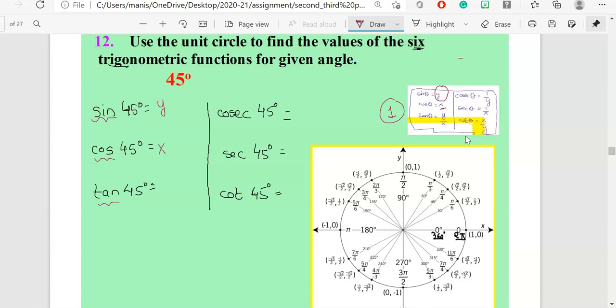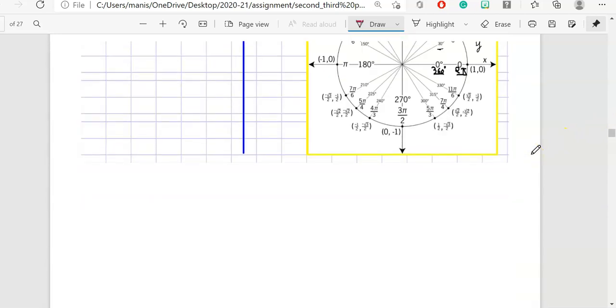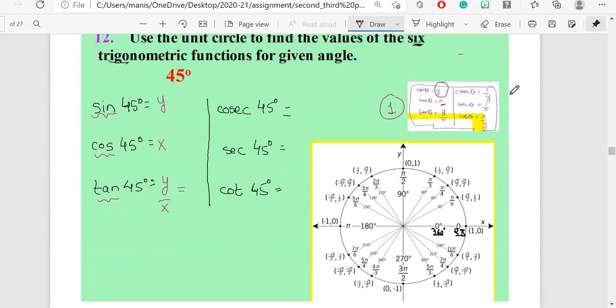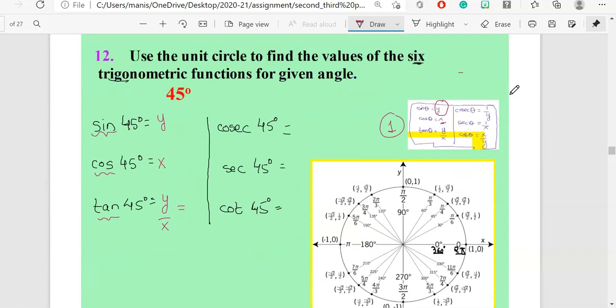X. What about tangent? Y over x. Now do keep in mind I am not doing anything with this because I know whatever is my answer, I will find the reciprocal of that and that will give me my final answer. Now, do you remember what is the answer for tangent 45? I will scroll up a little bit over here. You remember I gave you the formula over here. Tangent 45 and cotangent 45 is 1. So I will come down over here and without doing anything, I will write my answer 1 and 1.